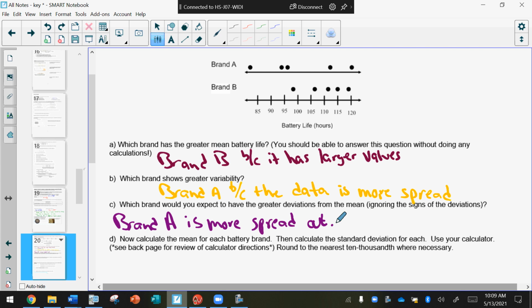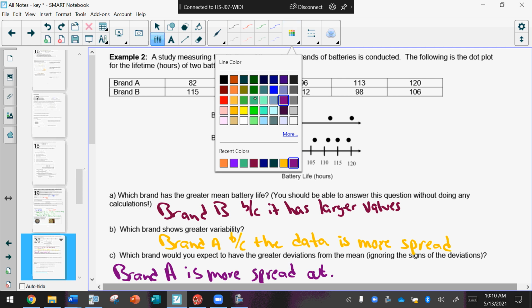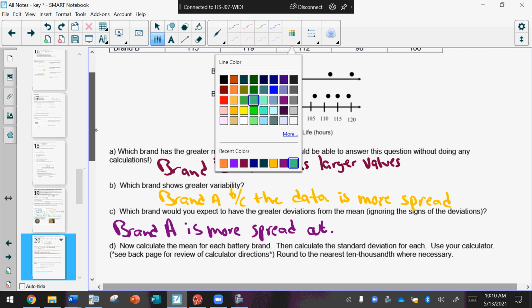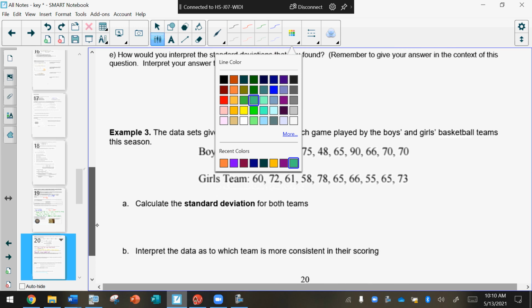Okay, so now we're going to calculate the mean for each battery brand. You're going to go to your calculator. You're going to type into the table 82, 94, 96, 113, 120, and do all the statistics steps that we started in Unit 1 that I showed you how to do in person on the calculator. If you don't have a calculator, sit tight and I'll get you the information. If you have your calculator, you should be entering the data now.